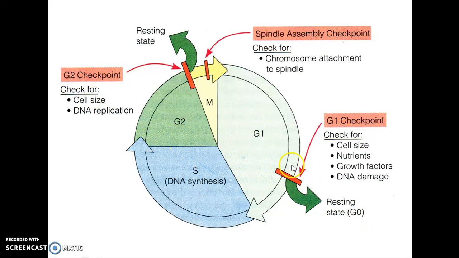So then if everything is okay, then it goes into checkpoint G2, and that just checks for cell size and DNA replication. If something's wrong, then it will just go to G0, but if everything's okay, we'll go on to checkpoint M. That just talks about the chromosome attachment to the spindle, which we just said.